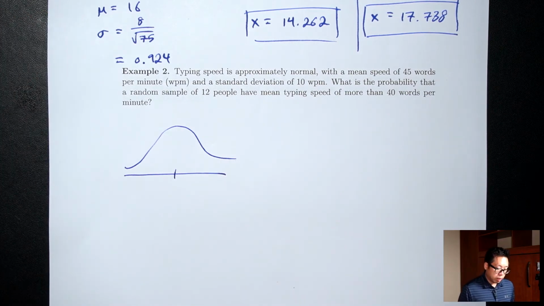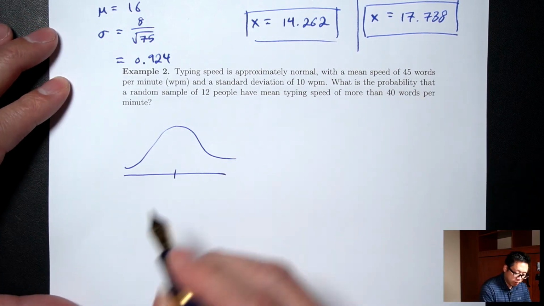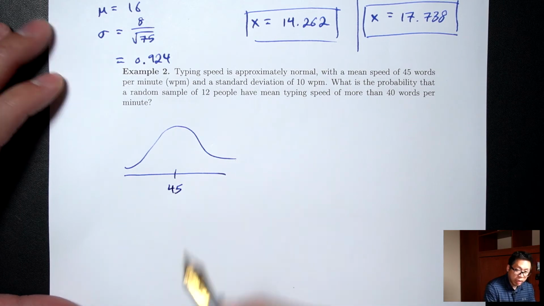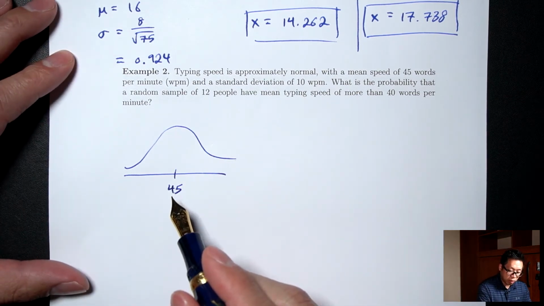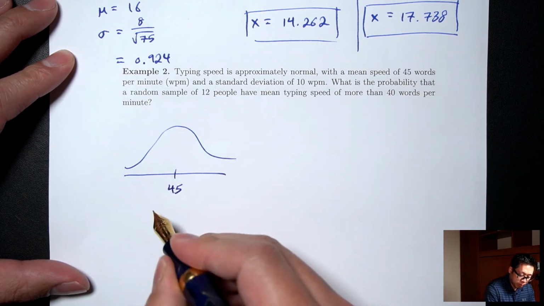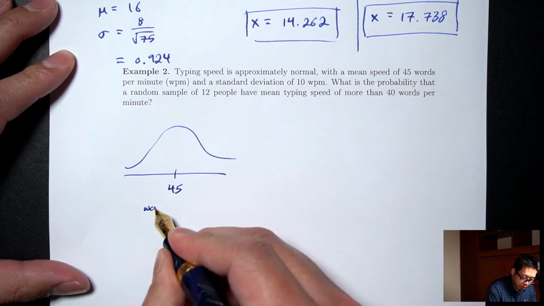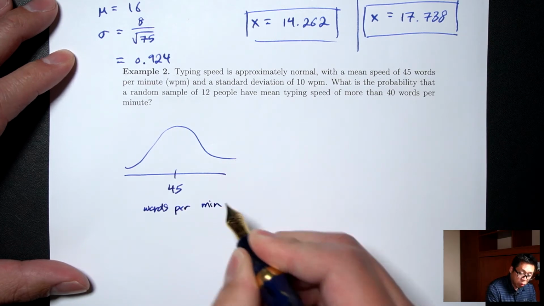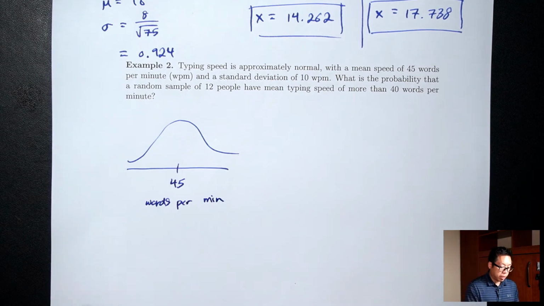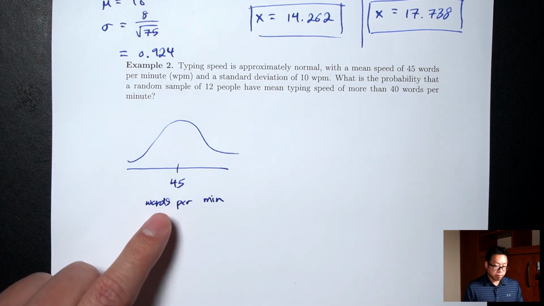Our mean here is mean speed of 45. And then I'm always going to label what that x-axis represents. So the 45 here is words per minute. Or you can say typing speed. So anytime I see words per minute or typing speed, I know that's referring to an x.